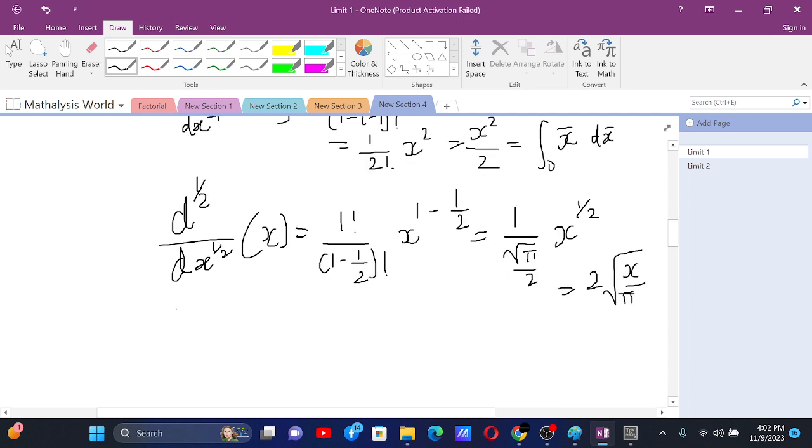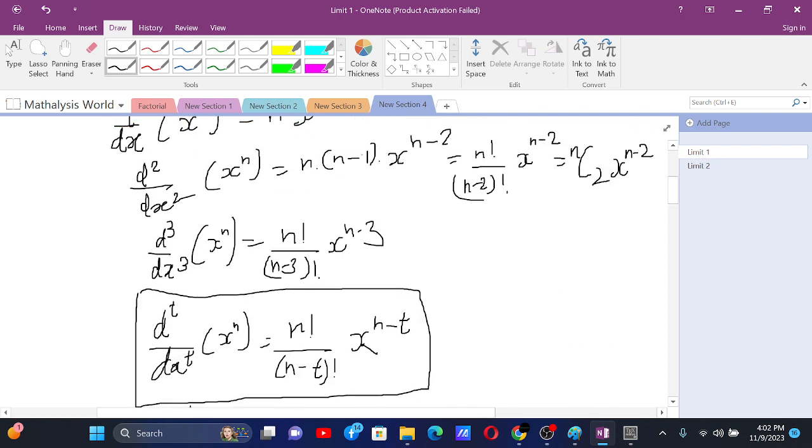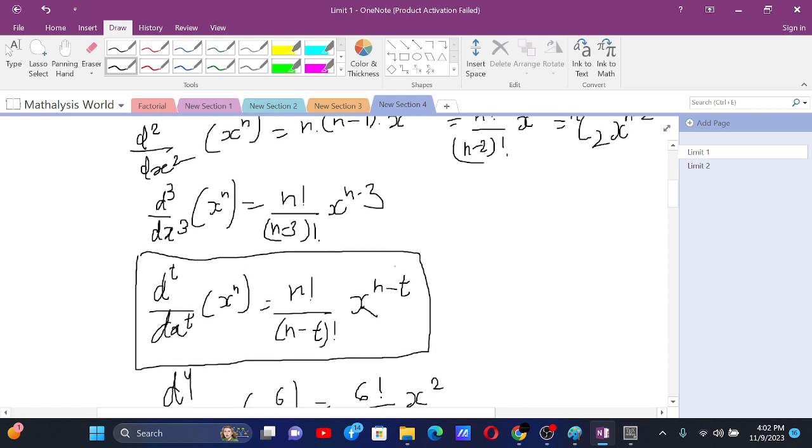This was in fact a cool result: 2 times root x by pi. See, we have generalized the differential operator as well, and these values will in fact make sense one day, when people will be smart enough to utilize them. And the last one was d^(1/2) by dx^(1/2) of 1.